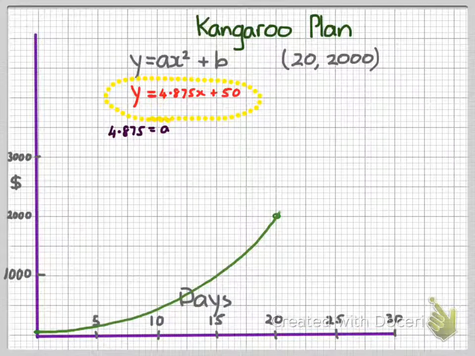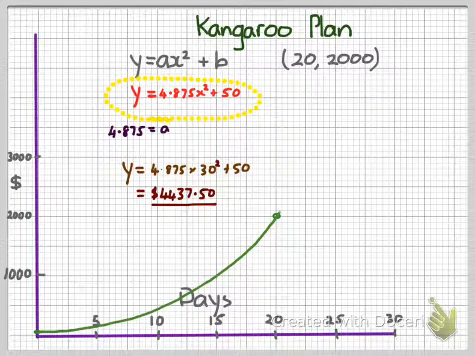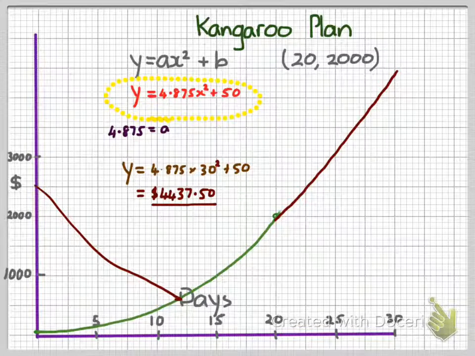And then while we're here, we might as well work out for 30 days how much it's going to cost Mr. Smith. So putting 30 squared in there for the x, and substituting in 30 days, we can see that after 30 days it's going to be $4,437.50. We can finish our parabola if we like up to that point. Yeah, quite expensive, isn't it? $4,437, and that's Australian dollars too.